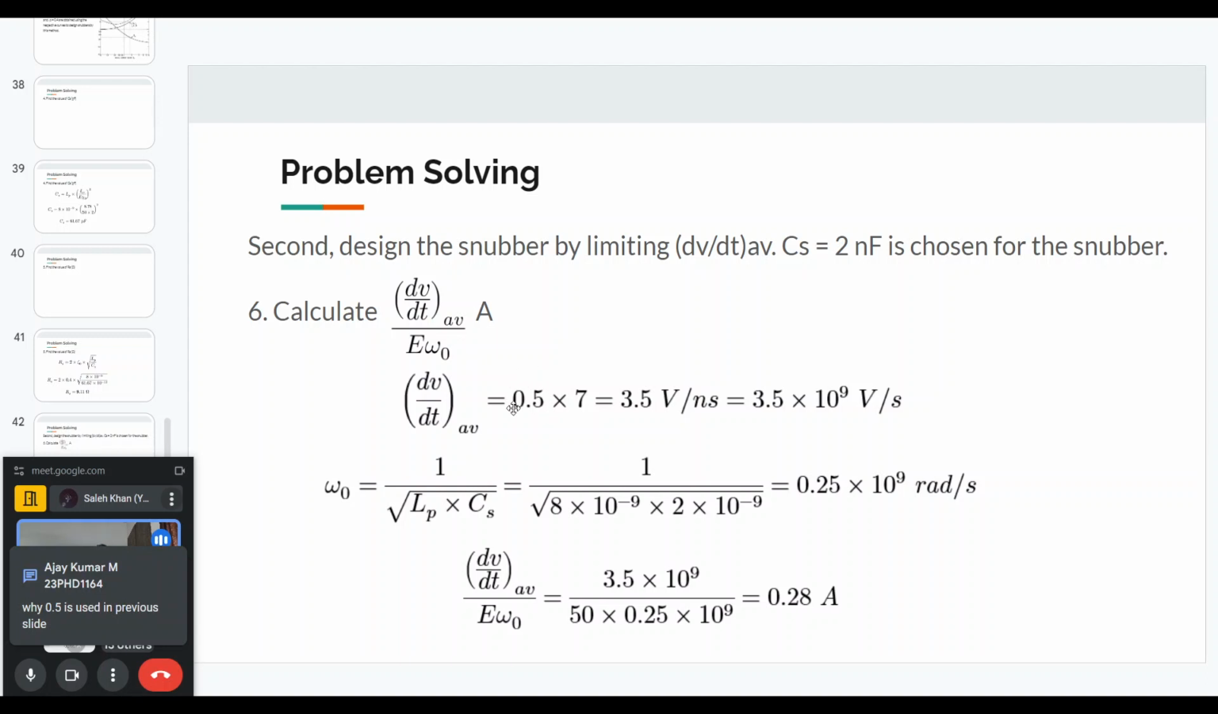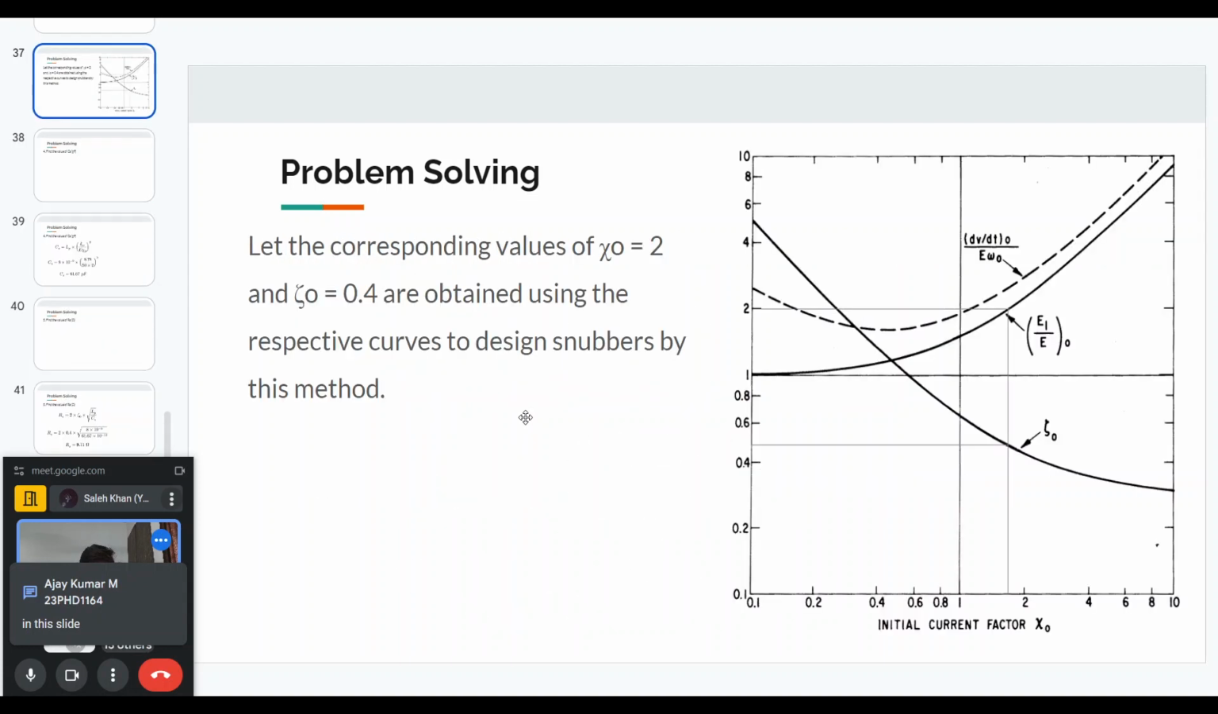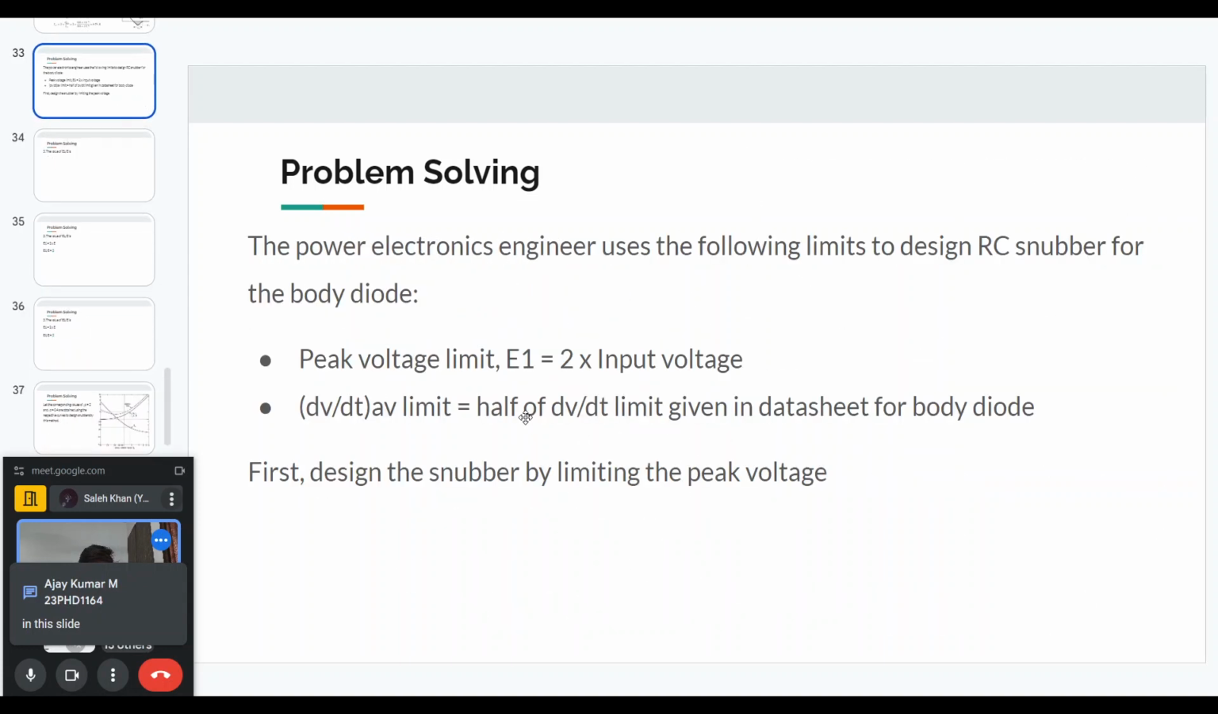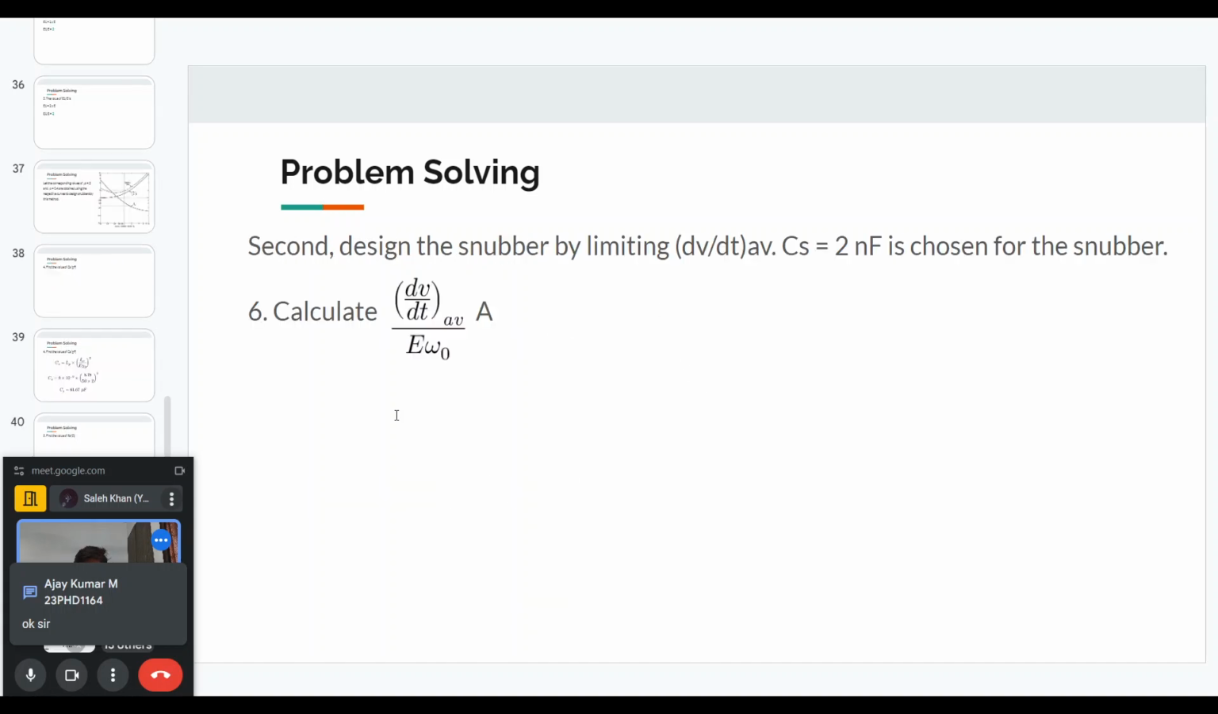So this 0.5 is what the question previously told us. Here we are told the dVdt limit is half of the dVdt limit given in the data sheet. The data sheet tells us the dVdt limit is 7 volts per nanosecond, so we use half of that. That is where the 0.5 comes in.